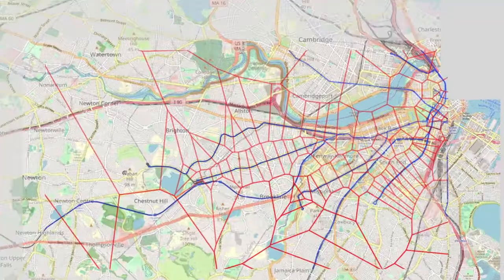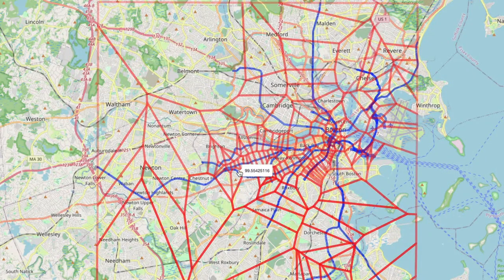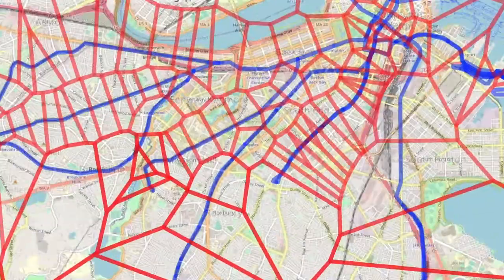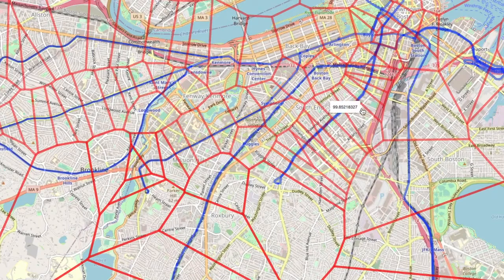Our findings indicate that blobs around the outskirts of the city in areas like Mattapan and Cambridge tend to be larger, whereas blobs toward the center of Boston are much smaller. Essentially, downtown is better served by the T than the suburbs are.